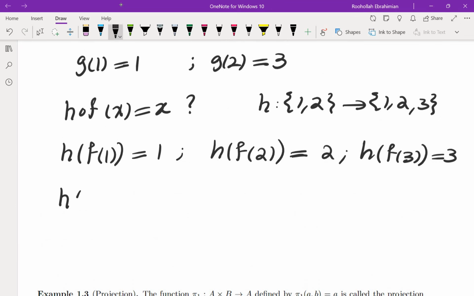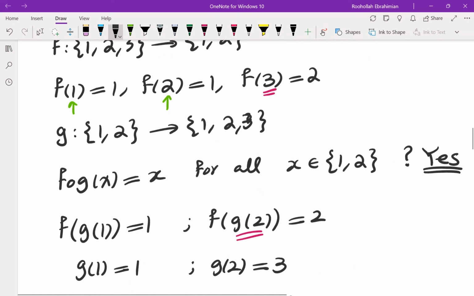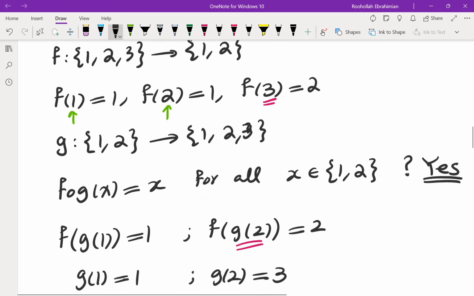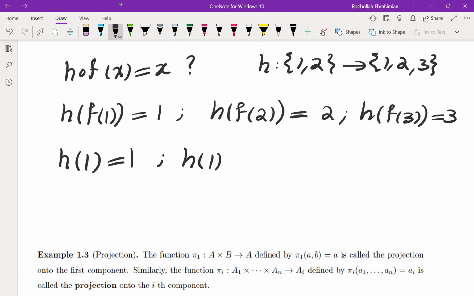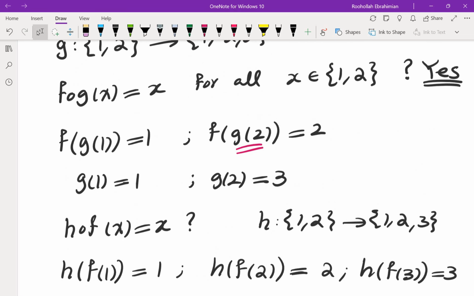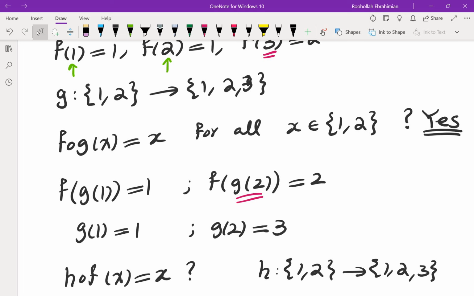So what does that mean? Let's plug in f of 1. F of 1 is 1, so we get h of 1 is 1. F of 2 is also 1, so we need h of 1 to be also 2. That's not possible. It's not possible for h of 1 to be both 1 and 2. So that means no such h exists. So you could have a composition that is the identity on one side, but not the identity from the other side.